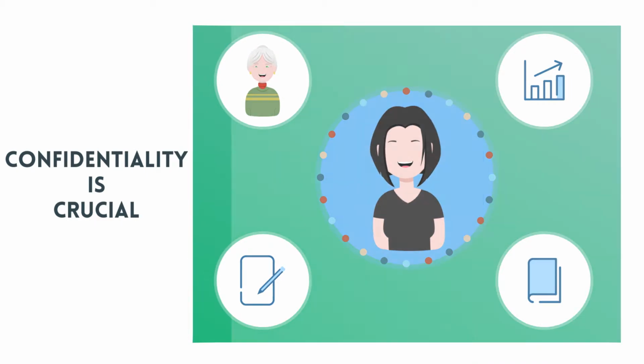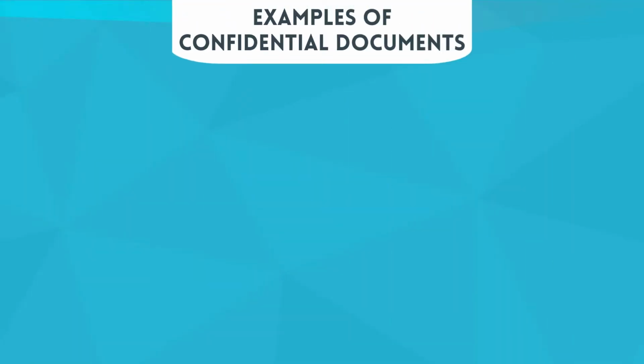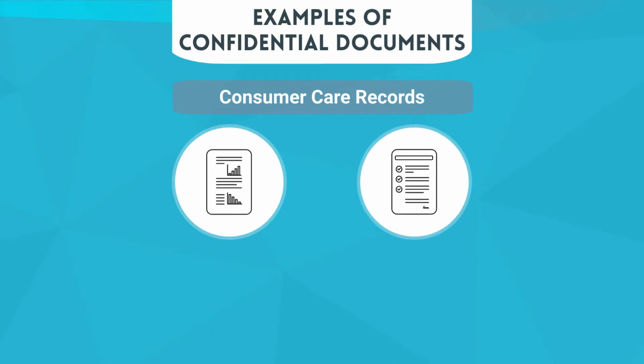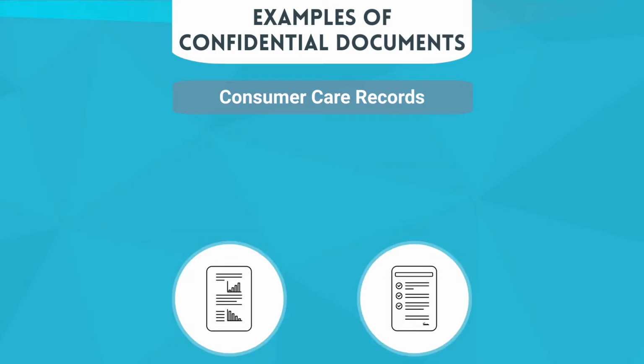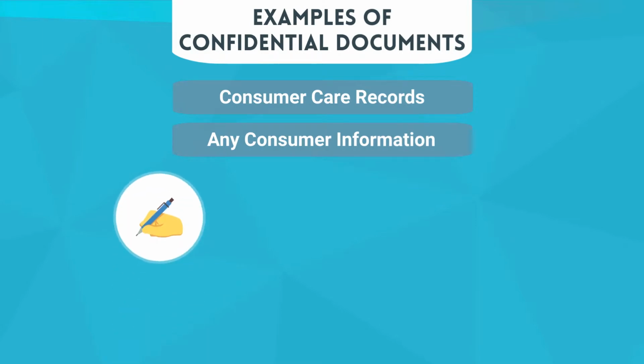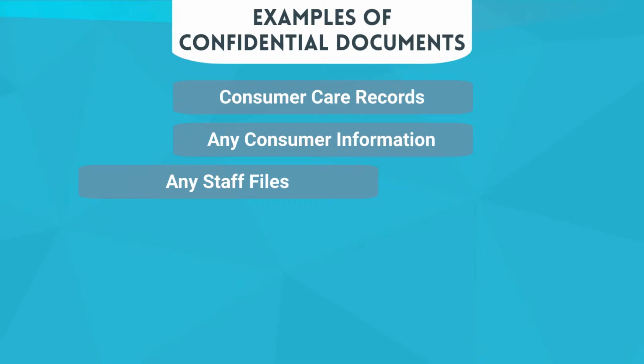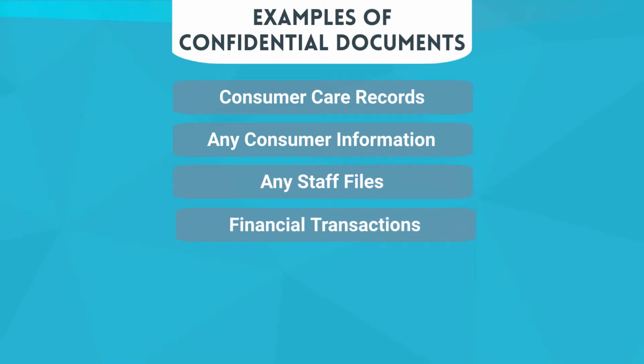operations. Information that is regarded as confidential includes, but is not limited to, consumer care records, including any individual charts and any lists that identify consumer names. Any consumer information, whether it be written, verbal or overheard information regarding consumers or family members and their past, present or future care. Any staff files, financial transactions, and business records and information.